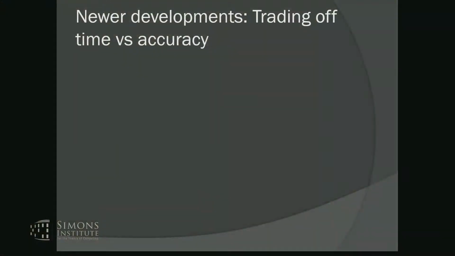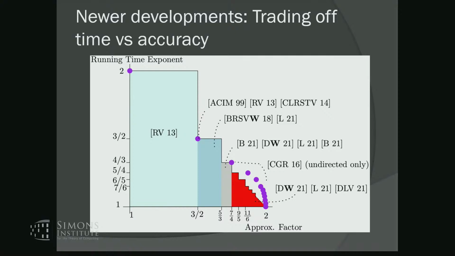Okay, so now I want to just tell you, without proving anything, some of the newer developments about the diameter problem. And these are things that have happened just within the last couple of years and are still actively happening. What it turns out that we can do is get a time versus accuracy trade-off just by assuming the OV hypothesis. My goal is not for you to understand this whole picture, but I just want to point out some important things in it.